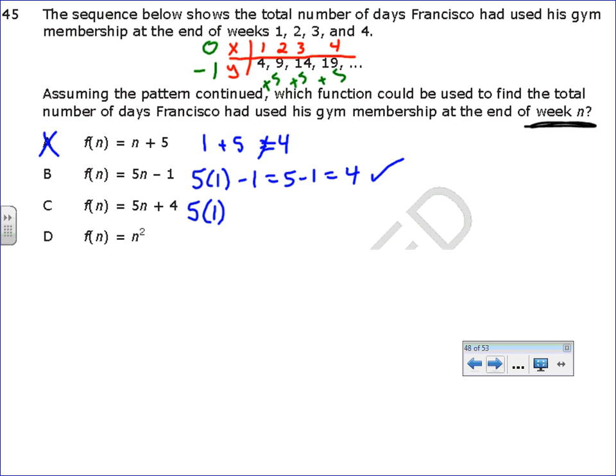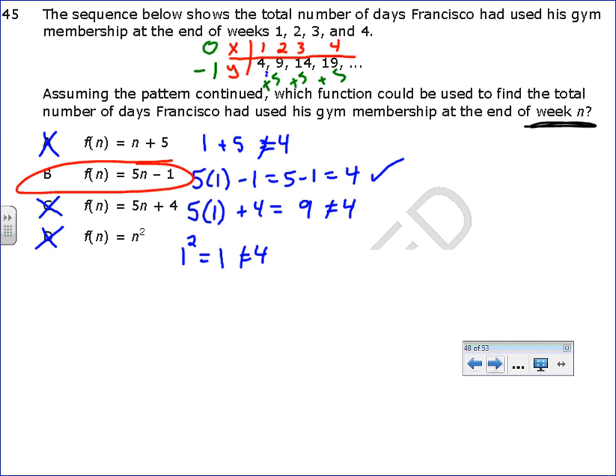5 times 1 plus 4, that's going to give me 9, which is not equal to 4, so that's not right. And this is saying n squared. So 1 squared is 1, which is not equal to 4, because that's what I need to get. That's not it. So the only one that works when you plug in the value of n to give you the next number is B. And that's the end for this one.